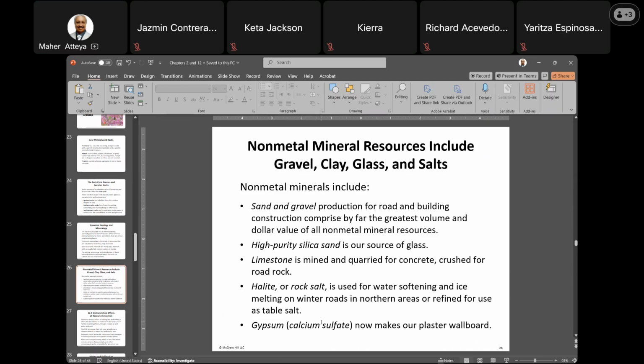Gypsum is a sulfate, calcium sulfate. As I said, we can find all of those in nature as minerals, and we can extract the elements from them. Calcium from gypsum, we can get sodium out of rock salt, and so on.